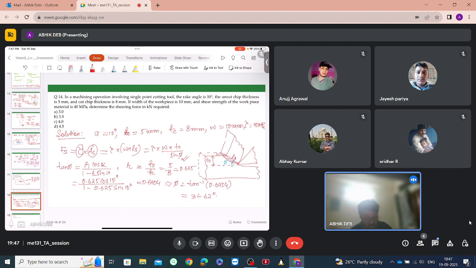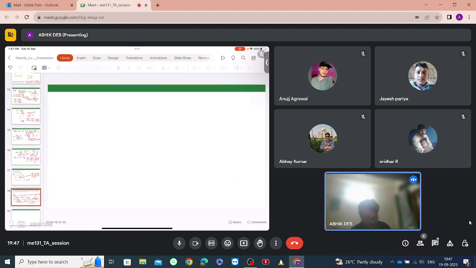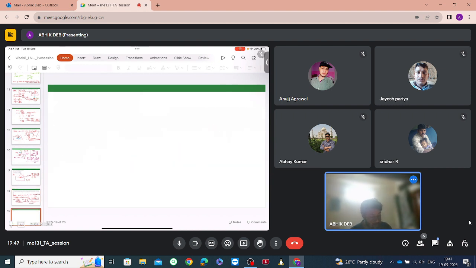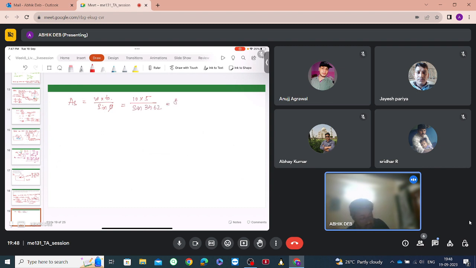So now we just have to go forward with the back calculation. What is the area of the shear plane? It is W multiplied by T naught by sine phi. The width is 10 multiplied by the uncut chip thickness 5 divided by sine 34.62. So this is 88.07 millimeter square.